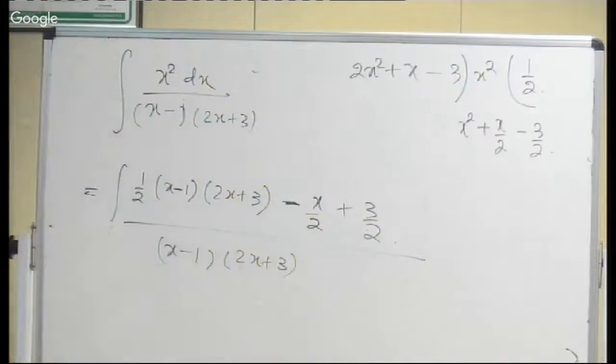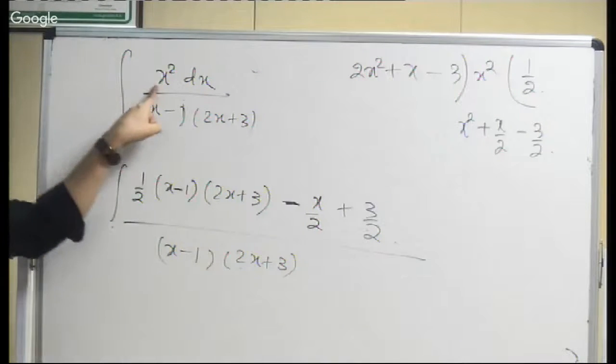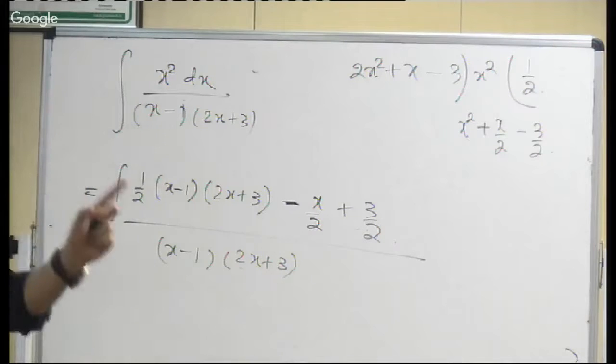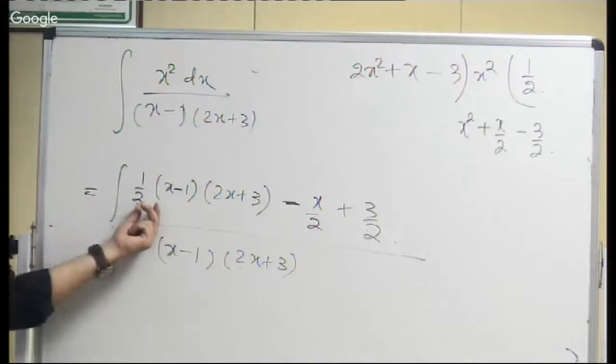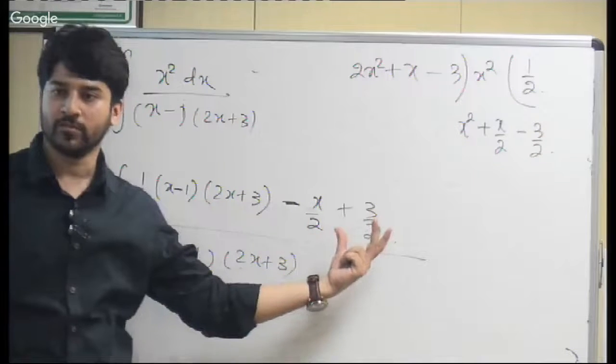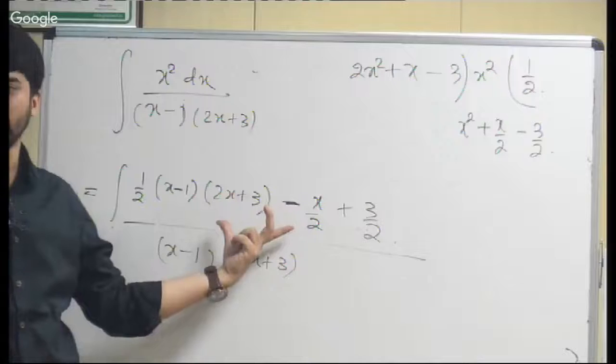Right? Understood what we did? We saw a 2-degree polynomial up, saw a 2-degree polynomial down. So we can easily divide and get a constant. So we got a constant half minus the remainder portion. The above thing is nothing but x square now.